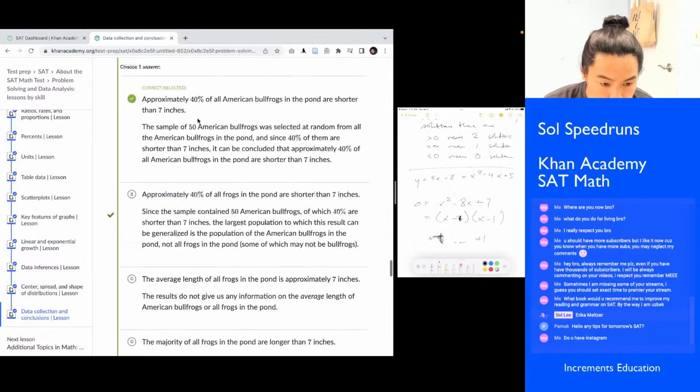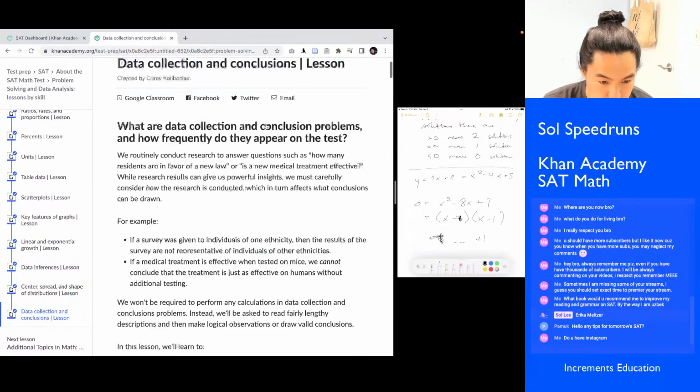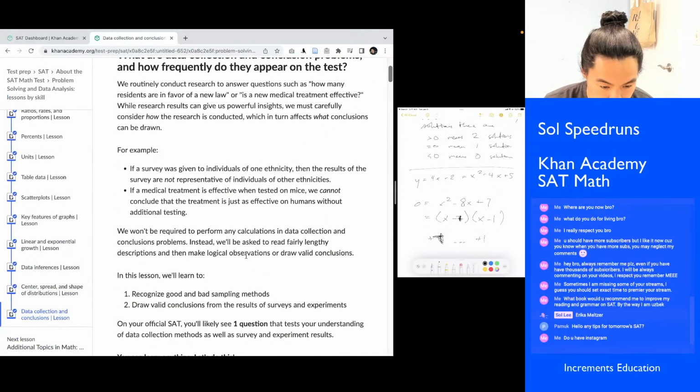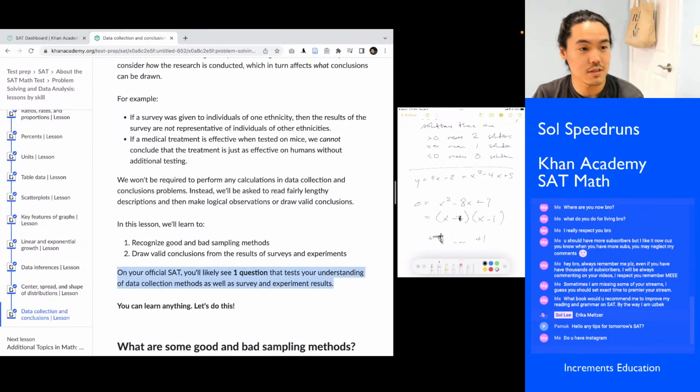Okay, these are good questions. I like these questions. I actually want them to ask more of these questions. I think it would make kids smarter. This is really important for the real world. You'll likely see one question. I kind of wish you would at least see like 2 questions.